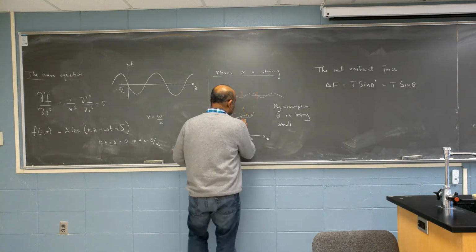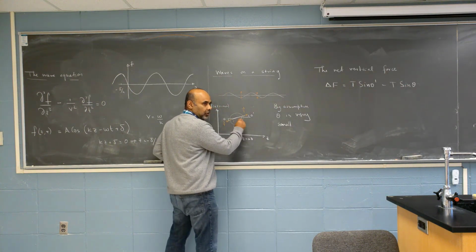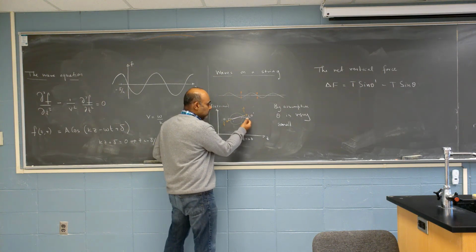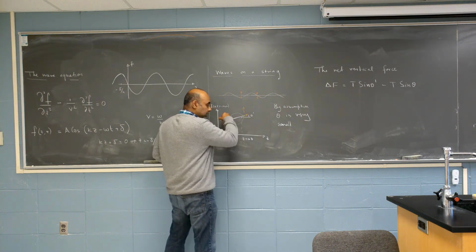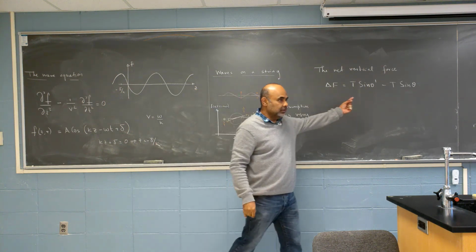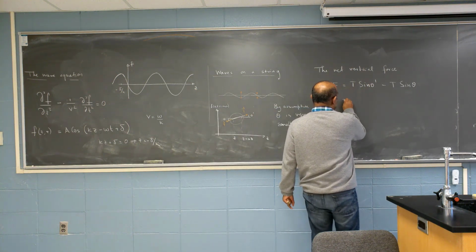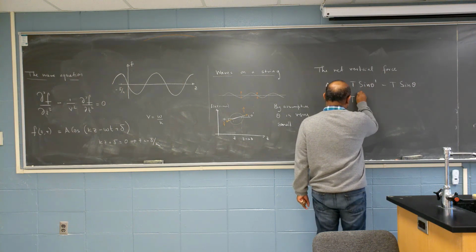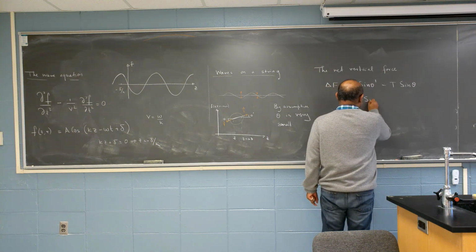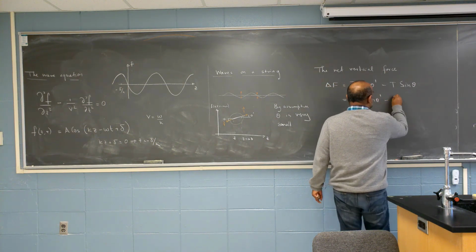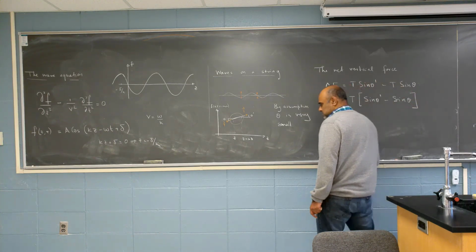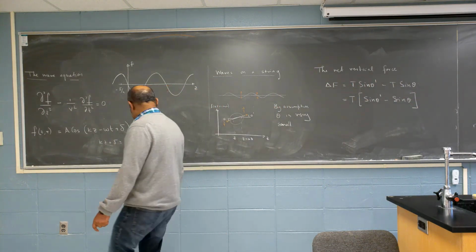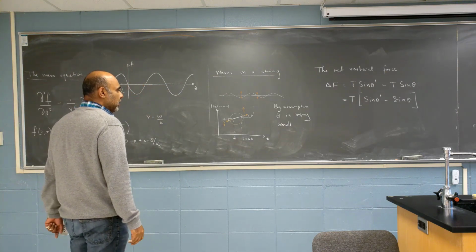Look, the vertical component: horizontal is cosine, vertical is sine. Here it's T sine theta prime, here it's negative, right? So I'm going to bring the T out. I don't need to do that just yet. I could have done another step. We need another fact.